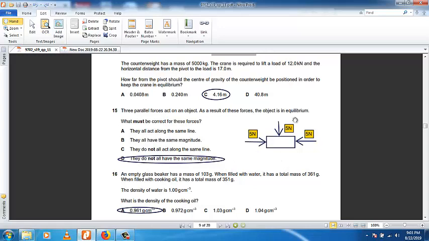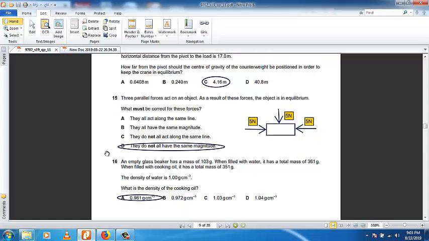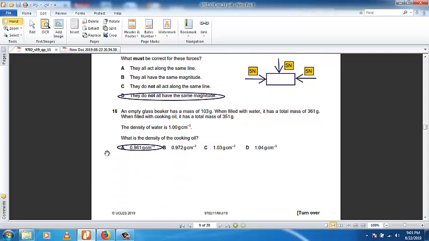So if I consider that they have the same magnitude, that this cancels out this, then the third force will not be able to keep the object in equilibrium. So D, they do not all have the same magnitude, seems to be the correct answer. The rest are incorrect. Question number 16, an empty glass beaker has a mass of 103 grams.